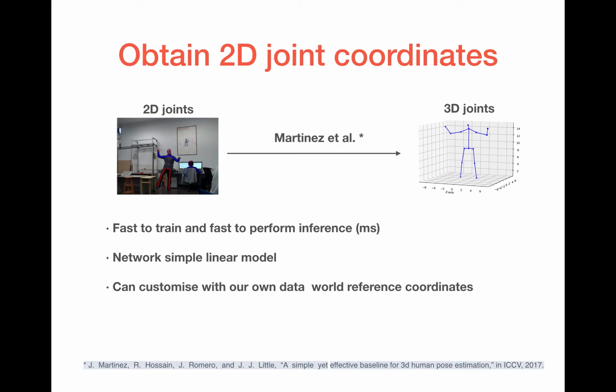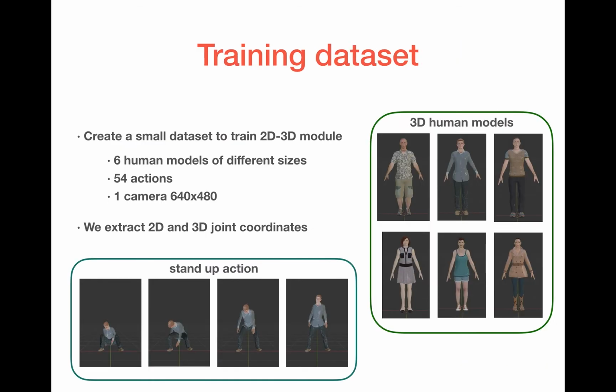And how do we do this? For this we create a data set that already has all the information in the whole coordinates that we will use in Blender. We create a small data set with 6 different human models. We have 54 actions, and from this we extract the 2D and 3D coordinates to train our network.